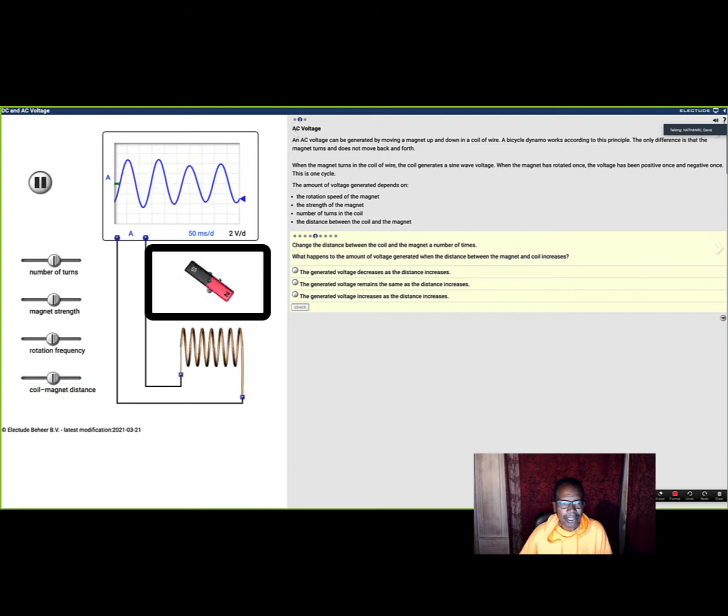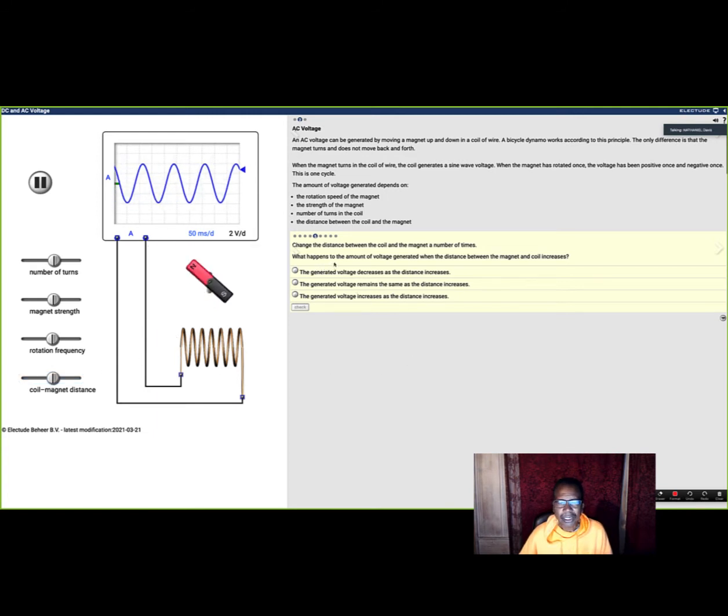Oh, you can watch this. I didn't even notice that. You can watch the magnet. Watch, I'm going to go further away. See it moving further away? I'm going to get closer. Oh, I just noticed that.